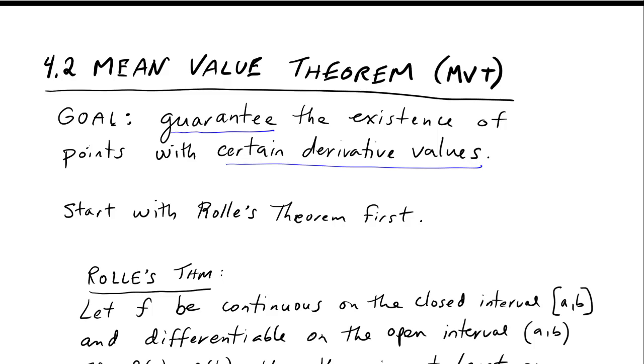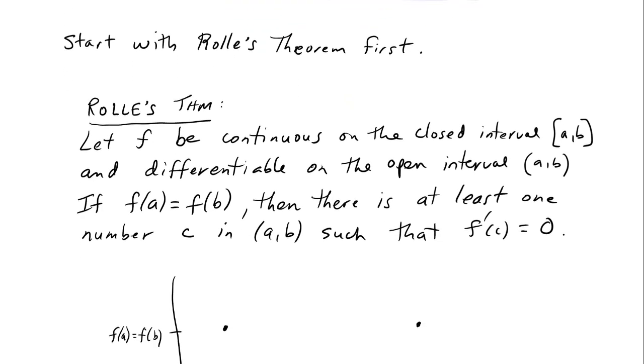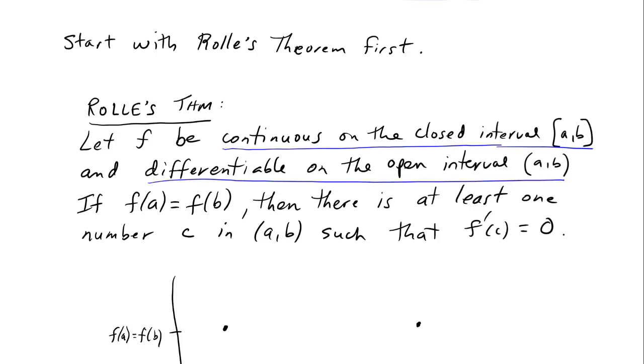All right. So we're going to start with a simplified version of the mean value theorem first, which is Rolle's theorem. So let's look at Rolle's theorem. It does have some requirements. So let f be continuous on the closed interval [a, b] and differentiable on the open. We're going to be repeating that over and over again, and this is going to hold true for the mean value theorem too. Continuous on the closed, differentiable on the open.